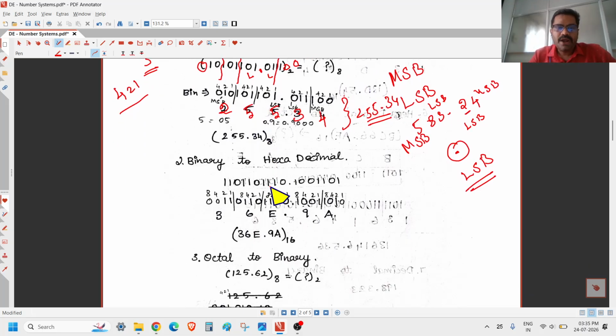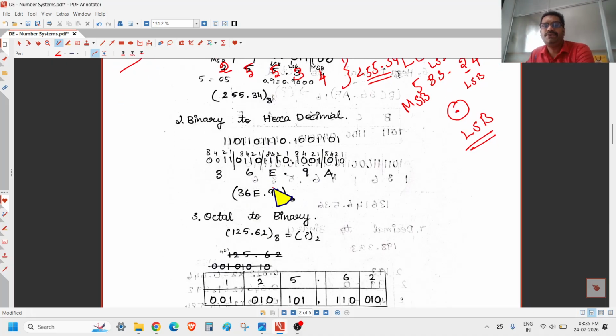Now the next one, how to convert binary to hexadecimal. The same procedure: in binary to octal conversion we split the number into groups of 3, right? Likewise, in binary to hexadecimal, we have to split the number into 4 digits. Again the same concept: from the LSB, split the number into 4 digits. Here you can see the example. After converting, since it is a 4-bit number, we use the 8 4 2 1 combination to write the actual number. So the answer for this is 36E.9A.